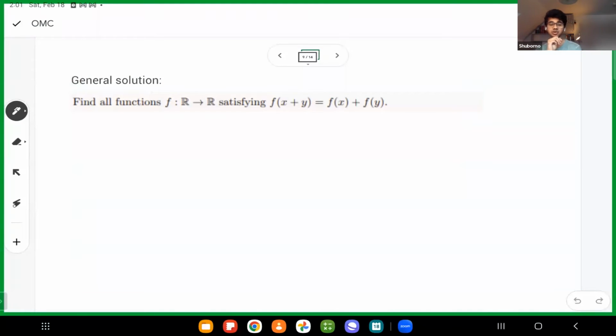I just wanted to talk about what the general solution would look like, and how much the information we already know is enough to write a general solution. So what we know is f of q alpha is q f of alpha.